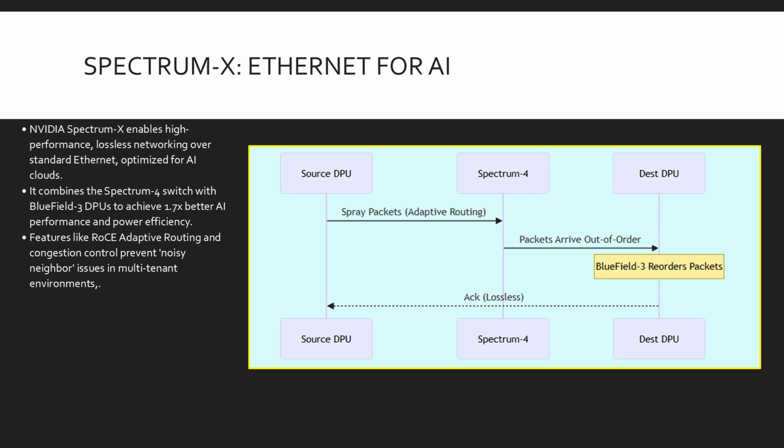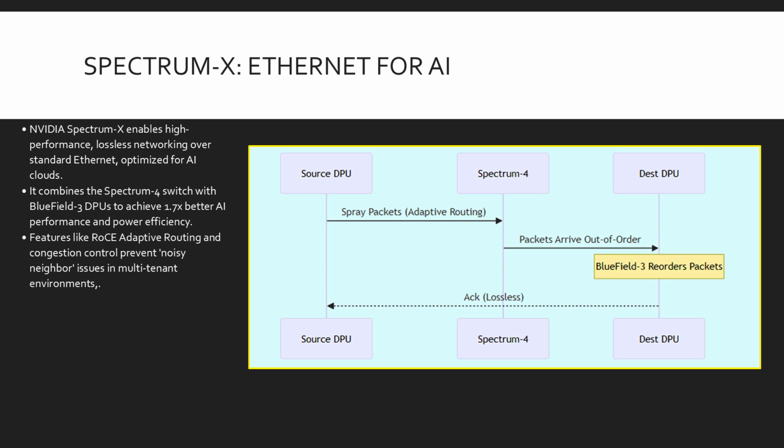It also implements ROCE adaptive routing, which sprays packets across all available paths to avoid congestion, reordering them at the destination. This is crucial for multi-tenant clouds where you need performance isolation. What did we learn? We learned that Ethernet can be optimized for AI to rival InfiniBand performance. The important point is that Spectrum-X resolves traditional Ethernet's packet loss and jitter issues for AI workloads.